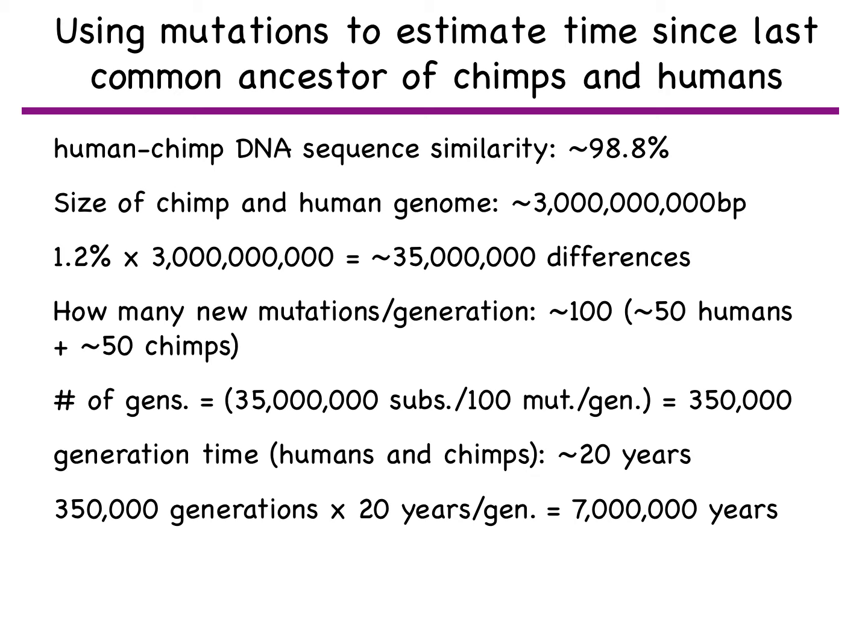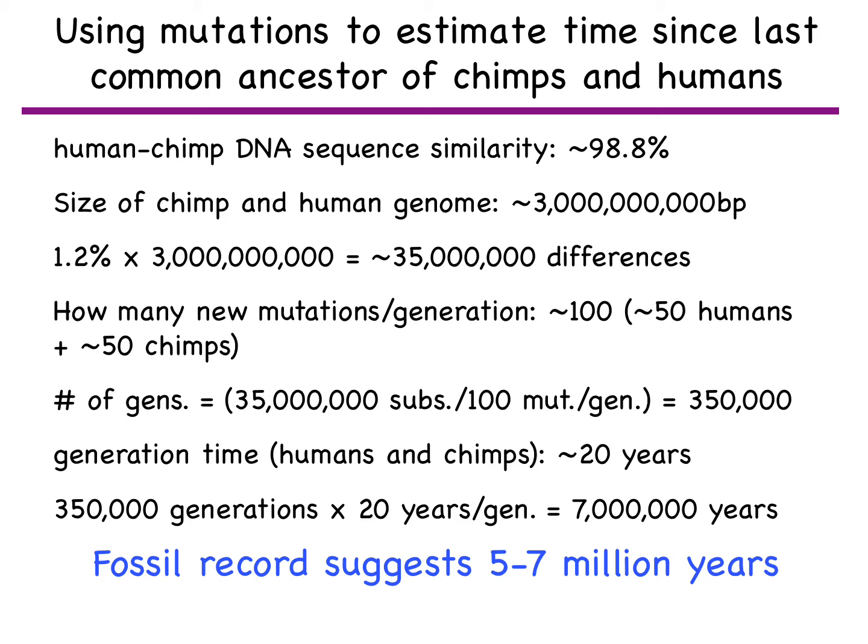As I said when we began this analysis, the fossil record suggests that the last common ancestor existed about 5 to 7 million years ago as well. So using this mutational approach, or the molecular clock approach as it's called, actually works pretty well. Not too bad. All right, on the next slide, I'm going to test your understanding of what I just talked about by asking you to do a calculation.